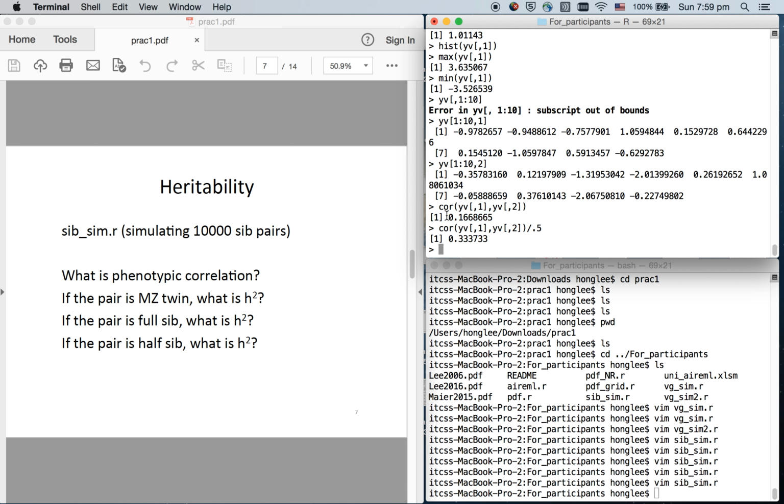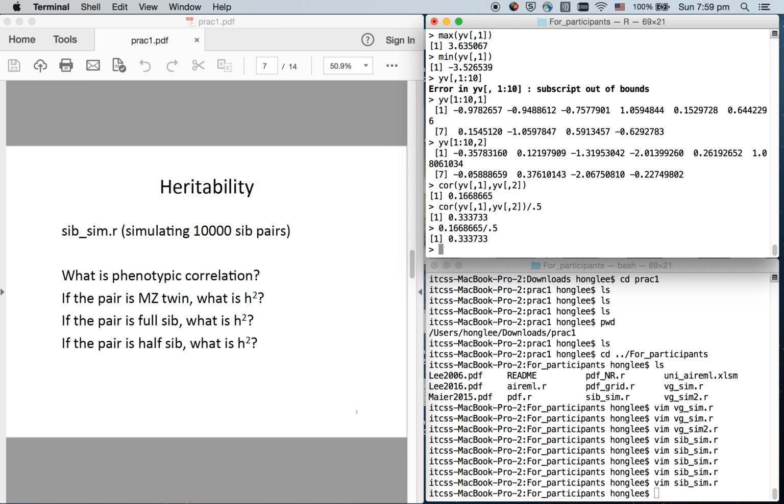So your phenotypic correlation is fixed, as we assume. Previously we used full sibs or DZ twins, right? Then that divided by the sample correlation of 0.5 gives a heritability of 0.333, right? And now, what if the design was MZ twins? Then you scale by 1 instead of 0.5. Then what would you guess?